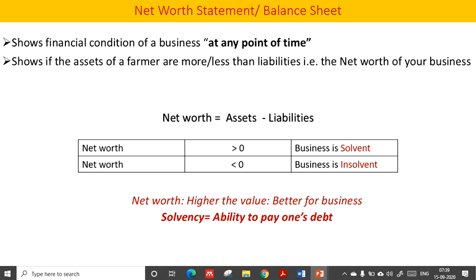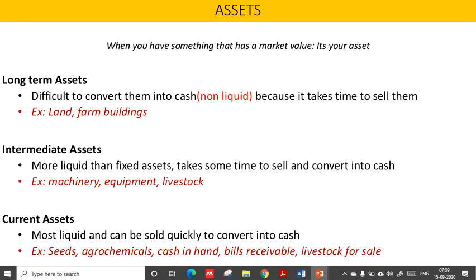First, let's start with the balance sheet. What is a balance sheet? It has another name, that is called a net worth statement. A balance sheet is generally made to get to know the financial position of your farm or your business at any point of time. We'll skip this part and come back after knowing the different components. Okay, let's go to the next slide.